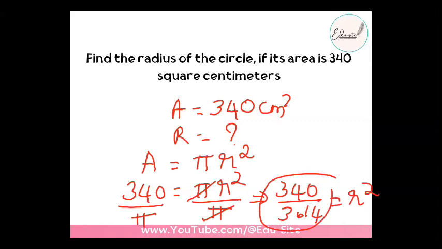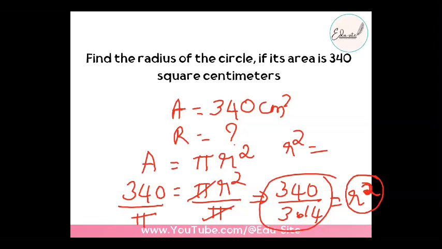First solve this down. What is 340 over 3.14? Hold up, I'm doing it. Yes, please. We divide it, right? Yes, we divide it. Then we are going to calculate the square root because this is a squared number. We do not want radius square, we just want radius.